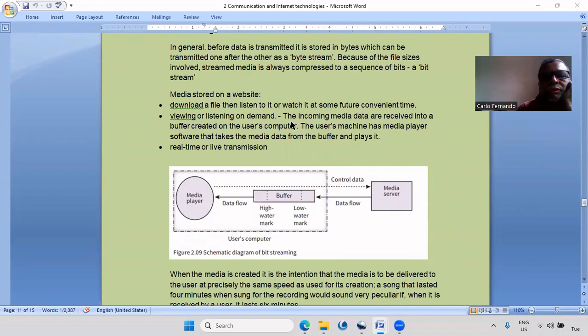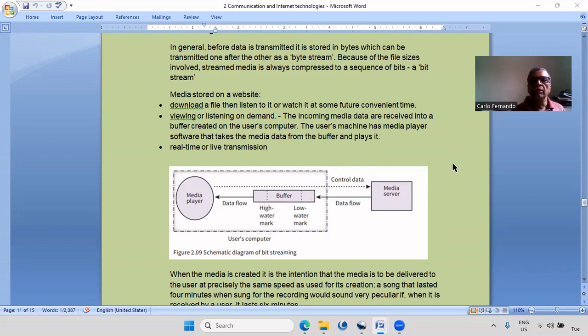This is an example of your watching a YouTube video. When it is downloading, before it is finished, you can also watch. And there is a buffer. The incoming media data are received into a buffer created on the user's computer. That is, as I told you, a memory area. You would see on the video when it is being played, a red line moving, the progress bar of the playing. And ahead of that, there is a gray area also moving.